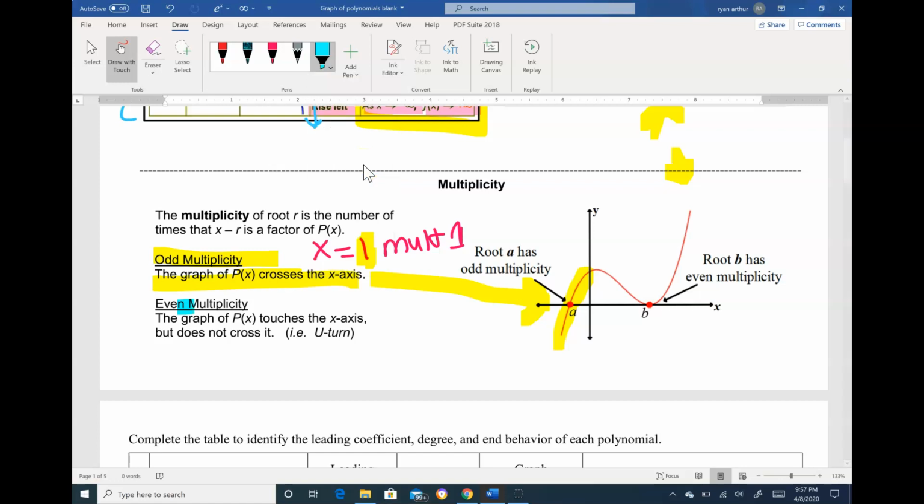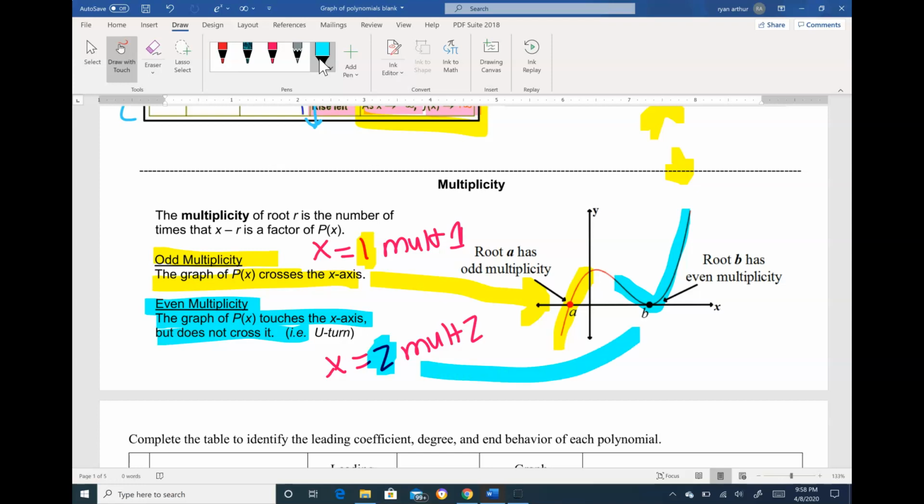Now, if you have an even multiplicity, that means if I give you x equals 2 with a multiplicity of 2, that means at 2, my graph will just touch the x-axis. It's going to touch it and then turn back up. See right here, it touches it and then goes back up. That is an even multiplicity. Okay, so if it crosses, it's odd. If it touches, it's even. I like to say don't even touch this, and that's how I remember it.